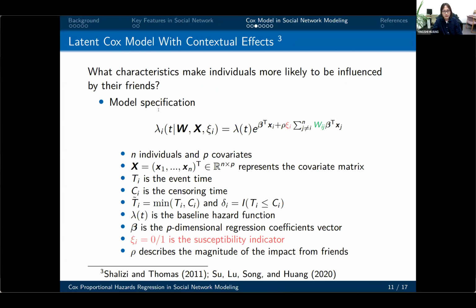The main differences between the new models and the traditional Hazard function are the incorporation of network structure and the additional binary latent variable, susceptibility, which represents whether individuals will be influenced by their friends. In other words, if individual I and individual J are friends, the probability of this person starting the game may also be influenced by the covariates of his or her friends. And the rho parameters describe the magnitude of impact from friends.